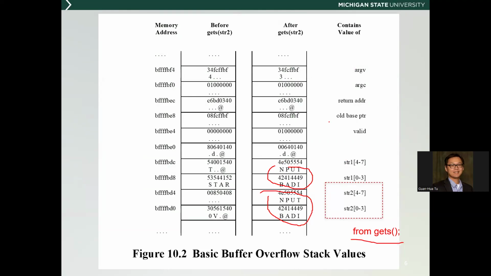Now we can see something interesting here: a return address. There's the old base pointer. It also comes with the input parameters and the number of input parameters. Which means that if we can carefully manipulate the input data, then we can overwrite the return address. Then we can change the control of this process.